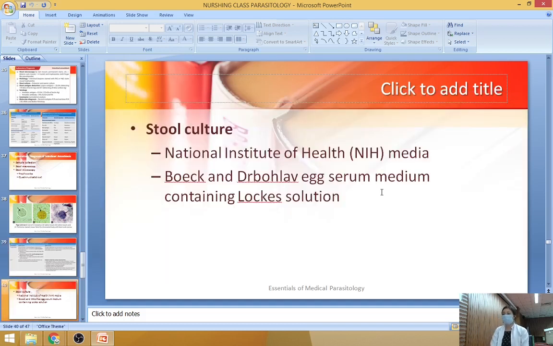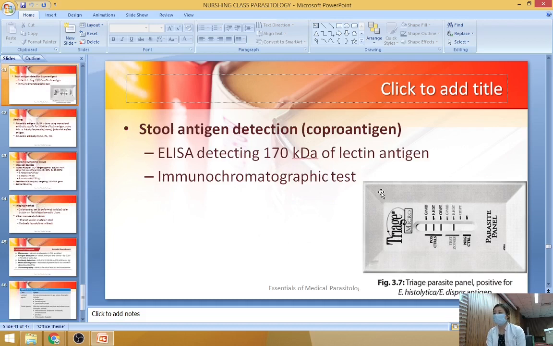Stool culture. Where do you do the stool culture? What is the media? It is the National Institute of Health NIH media, Boeck and Drbohlav's serum medium containing Locke's solution. Stool antigen detection, that is the antigen-antibody detection. You can do it with the help of ELISA, detecting the 170 kilodalton lectin antigen, or an immunochromatographic test.